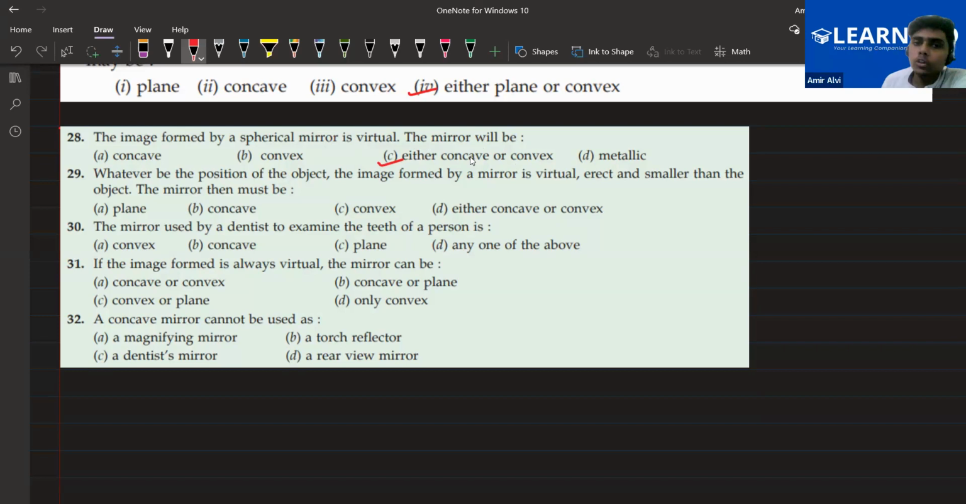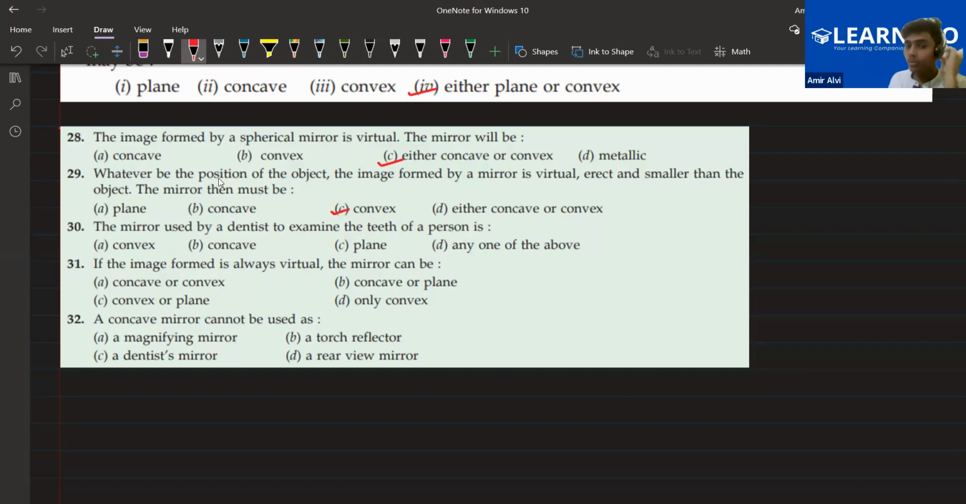Okay, whatever the position of the object, the image formed by a mirror is virtual, erect and smaller than the object. Then the mirror must be... Let me check, what answers have you given? Arya said C, convex. Sorry, Harshit said A, plane mirror, and Nabila said D, either concave or convex. It will be C.